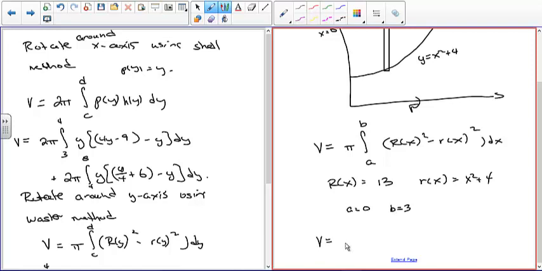Therefore, the volume is equal to pi times the integral from 0 to 3 of 13 squared minus (x squared plus 4) squared times dx. And that's it. So to get the answer, you just have to multiply out. Square this, square that, combine like terms, integrate a polynomial, and plug the numbers in. Okay.